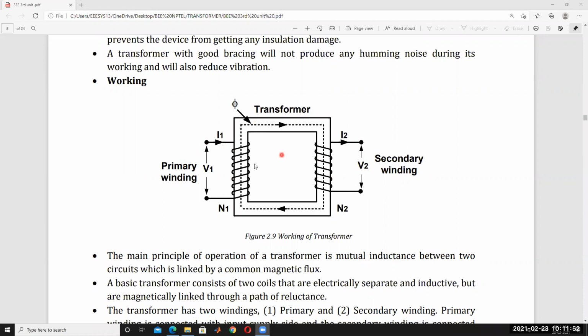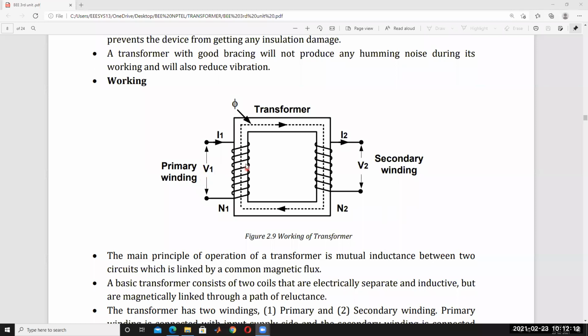This is called the common core. The primary and secondary windings are connected to the core. The primary winding is connected like this and the secondary winding is connected like this. The voltage across the primary side, the supply voltage, is called V1.